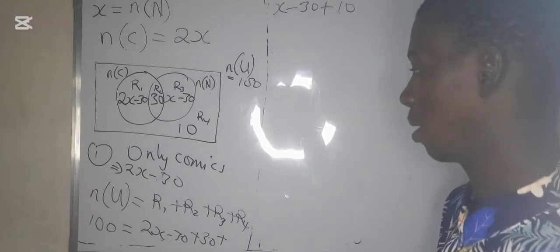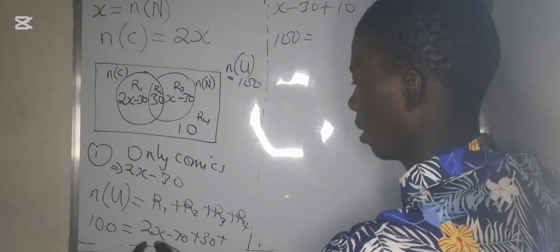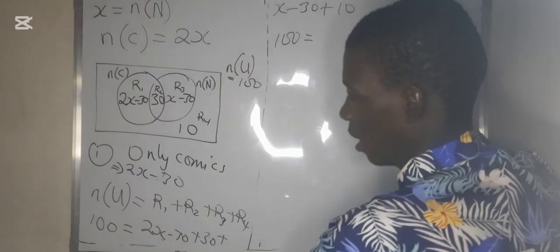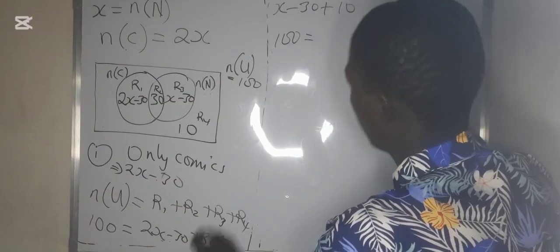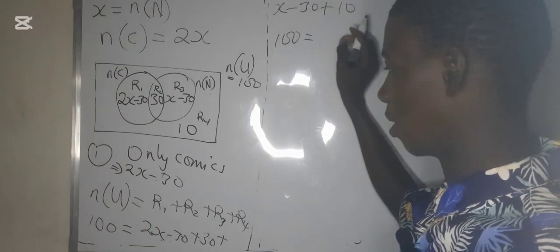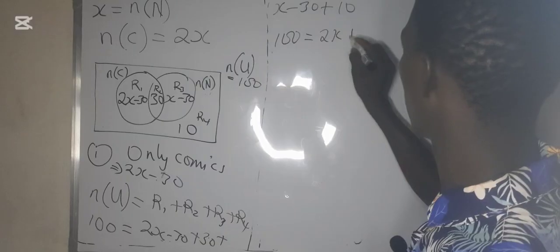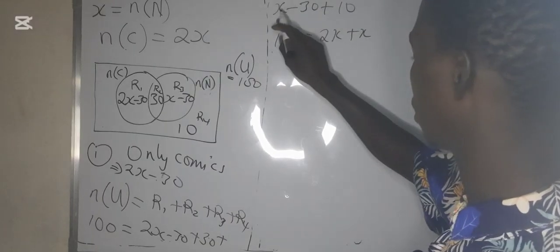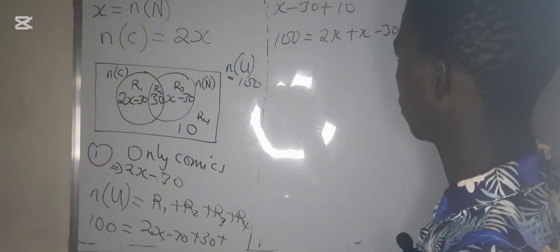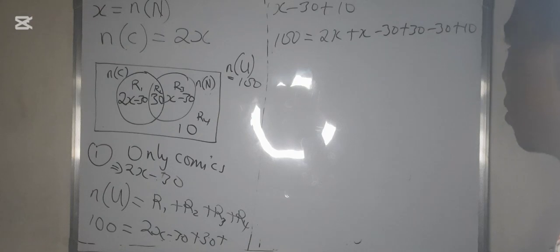Now we said 100 is equal to, we collect like terms. These 2x and this x, they are like terms. Negative 30, plus 30, minus 30, and plus 10 are also like terms. So we can arrange it in order: 2x plus x, plus minus 30 plus 30 minus 30 plus 10.